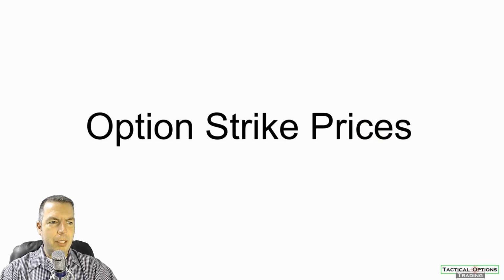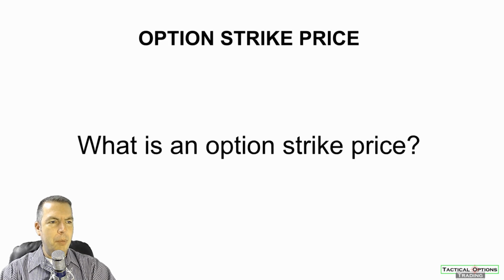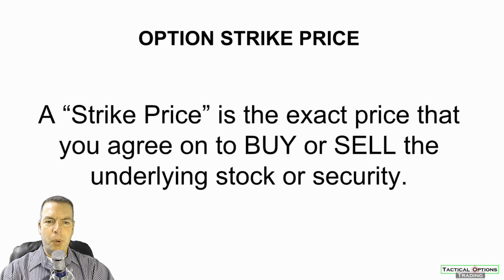So what are strike prices and how do we use them when we trade options? A strike price is the exact price that you agree on to buy or sell the underlying stock or security. It's basically a contract. When we talk about contracts and buying houses or cars, we have an agreed upon price that we have made that contract for. So that's basically what a strike price is. It's an agreed upon price to buy or sell the underlying stock or security.